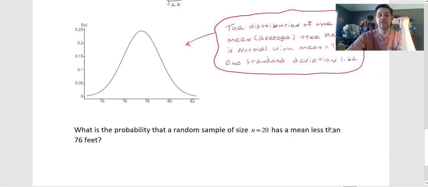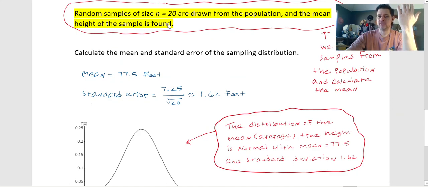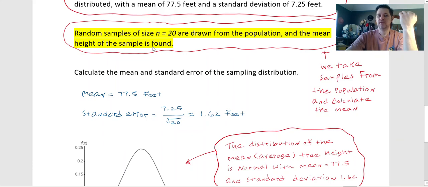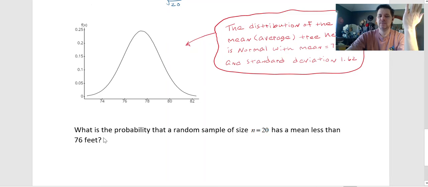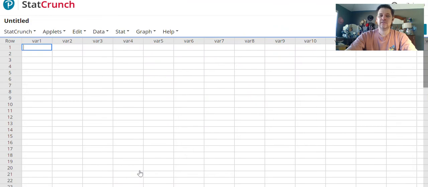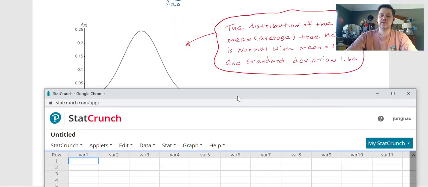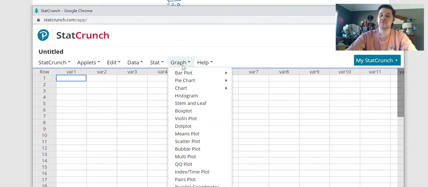Now to our question. What is the probability that a random sample of 20 trees has a mean less than 76 feet? That's asking about this distribution right here. I find 20 trees, I find the average height. What are the odds that that's going to be less than 76 feet? Well, let's go to StatCrunch and calculate those odds. That shouldn't be too hard because I know it has a mean of 77.5 and a standard deviation 1.62.